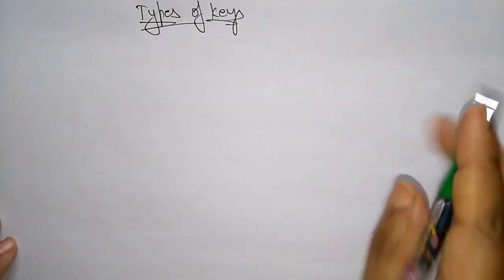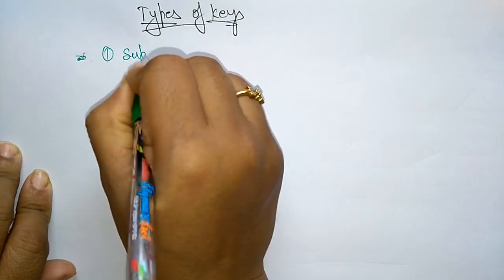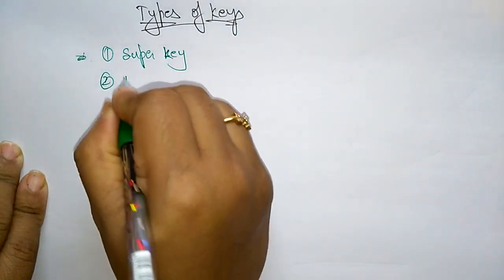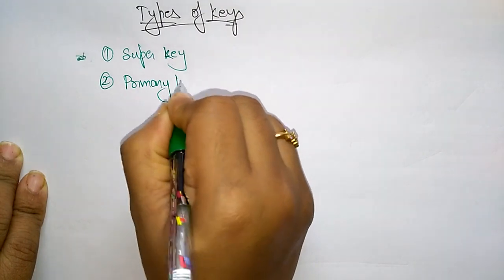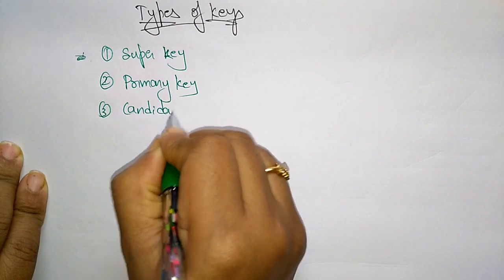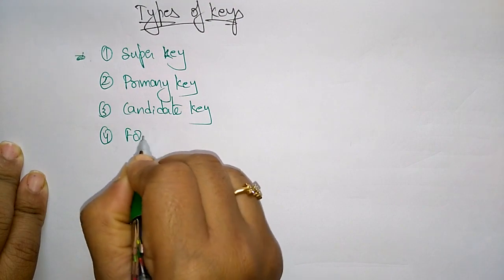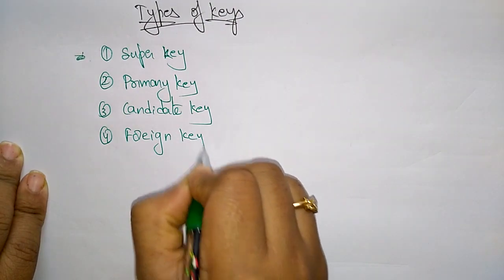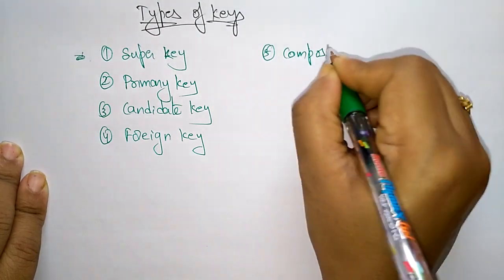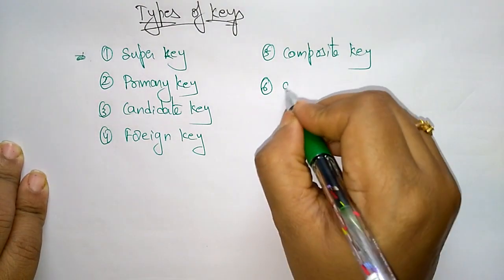So actually, the different types of keys that are used are, the first one is super key, next primary key, candidate key, foreign key, and composite key, next alternate or secondary key.